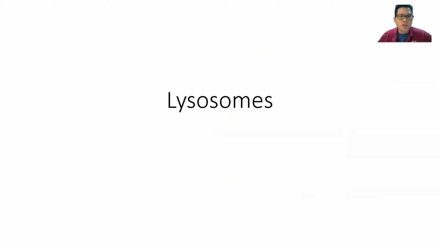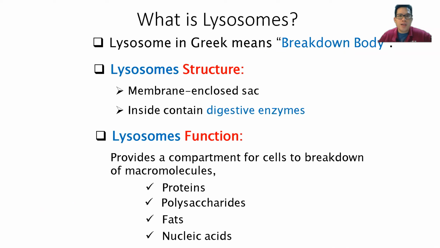Then we have the lysosome. The lysosome is another organelle. In Greek, lysosome means breakdown body; it breaks things up. The lysosome structure is an enclosed sac that contains a lot of digestive enzymes. The digestive enzymes are used to break down components that are no longer needed, for example protein, polysaccharide, fat, and nucleic acid. After breaking down all these components, the small components will be recycled to build new components.